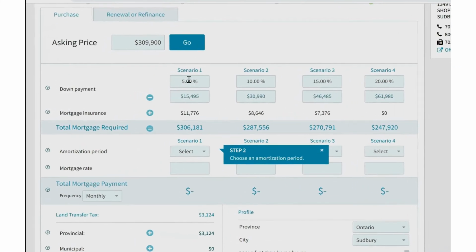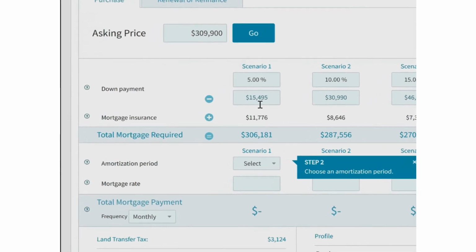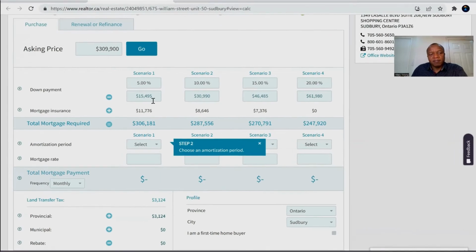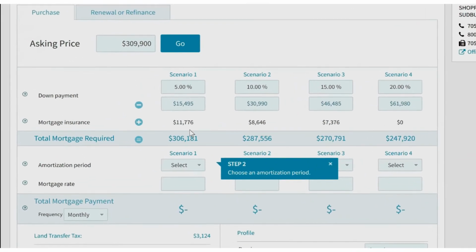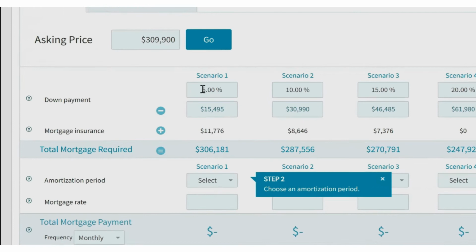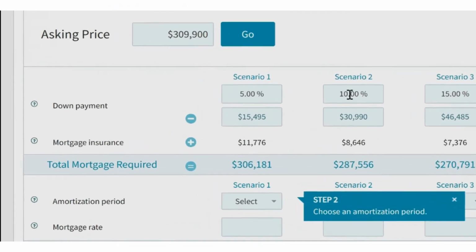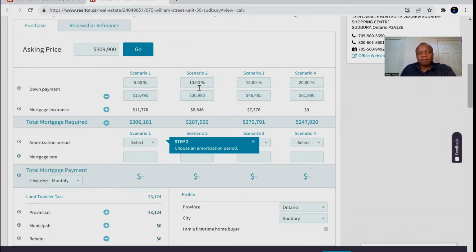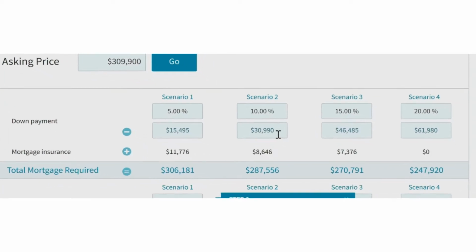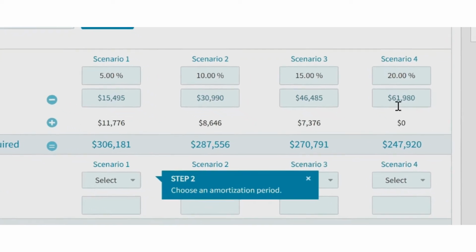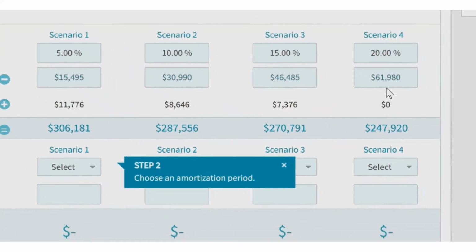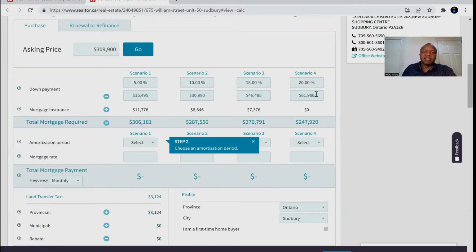For this house, if you're going to put down 5% of this would be $15,495. You would need to pay mortgage insurance of $11,776. This mortgage insurance will be included in your principal. If you are going to put 10%, you would need $30,990. For investors, you would need 20% for a conventional mortgage, and you would get $61,980. And this is the down payment. Of course, you'll have to include your closing costs.